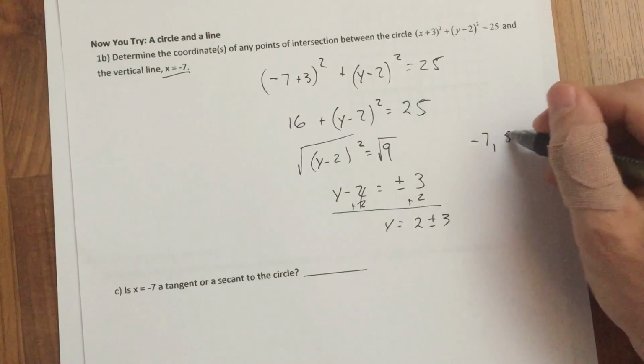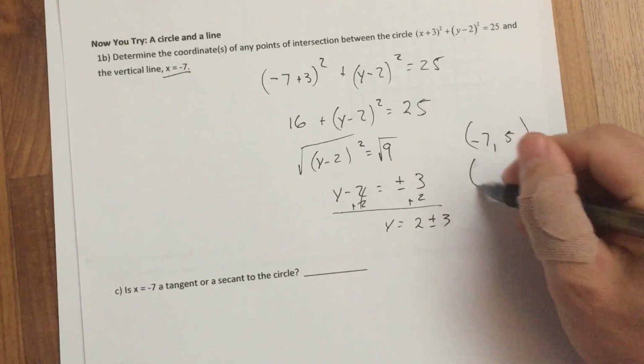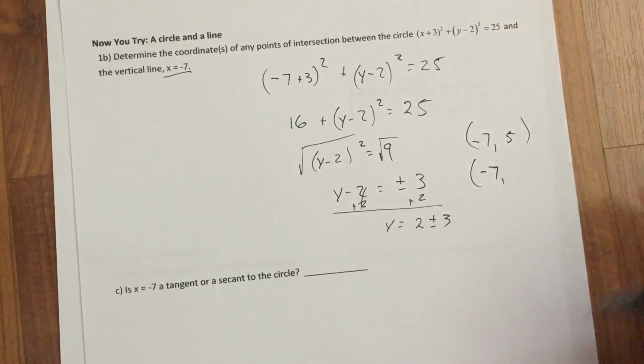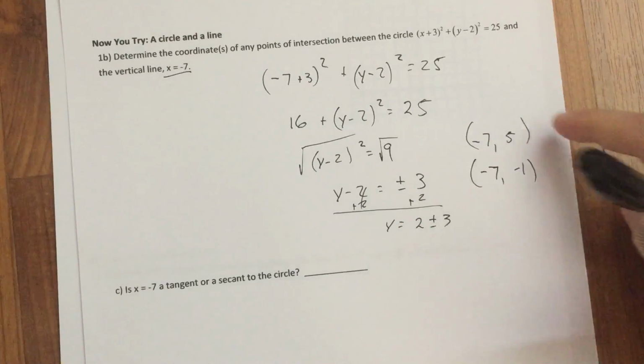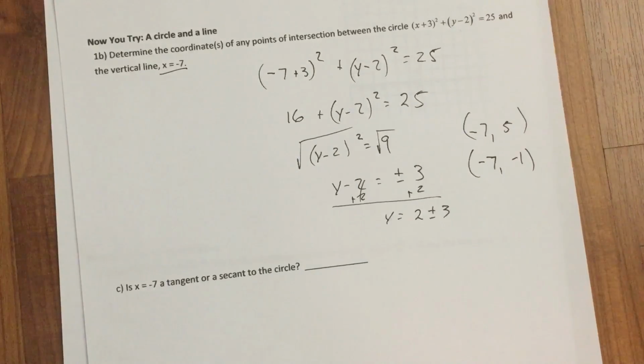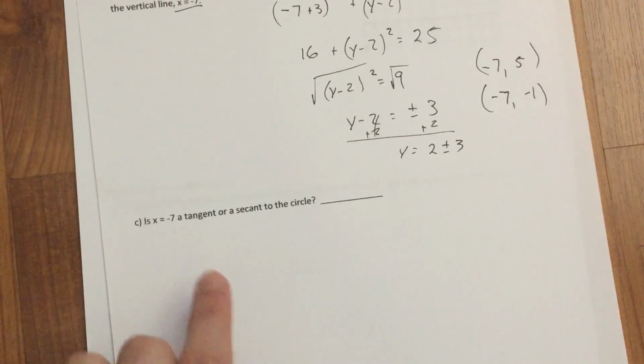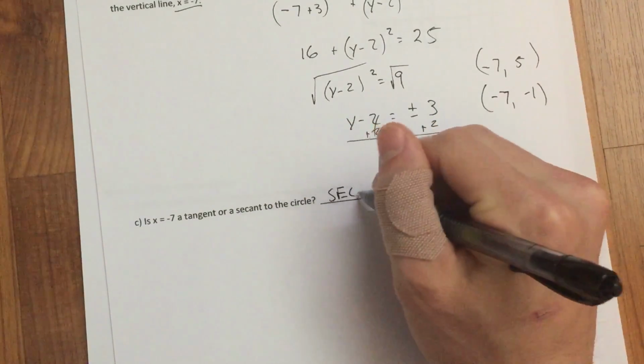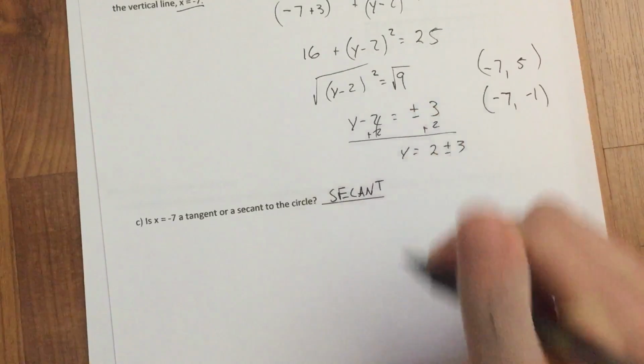That's 5. Our other ordered pair solution is negative 7, 2 minus 3. That's negative 1. This is our 2 ordered pair solution. Now, the follow-up question is this line tangent or secant to the circle? It is secant to the circle, and let's explain why, and let's review some vocabulary.